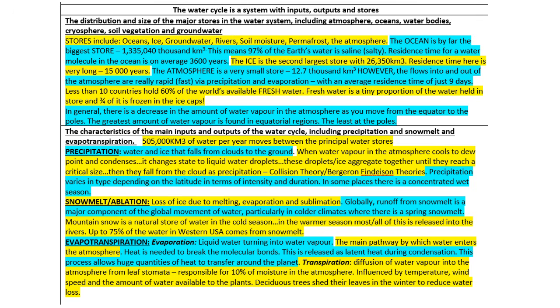Evapotranspiration combines evaporation, which is where the sun heats up the water and the water changes state from liquid to gas, and transpiration, which is where diffusion of water vapour into the atmosphere takes place from the stomata on the leaves. And this is responsible for about 10% of moisture in the atmosphere, influenced by the temperature, the wind speed, and the amount of water available.